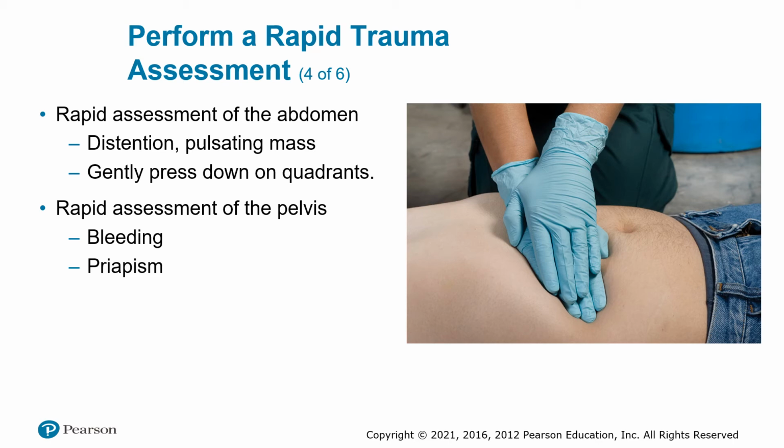In the pelvis, you're going to look for bleeding and priapism. Priapism occurs in males, and it's basically an erection. It's just a random erection. There's probably no stimuli to cause the erection. It can happen with nervous system problems.